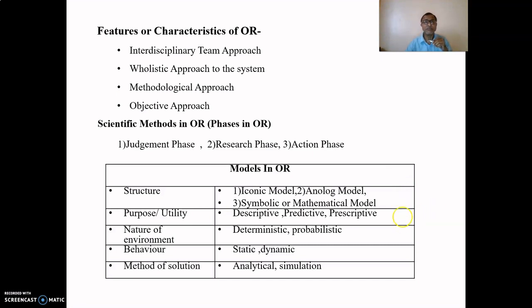Another is the symbolic or mathematical model. It is the model where the variables of the problem are represented by mathematical symbols or letters to show the relationship among the variables or the constraints.